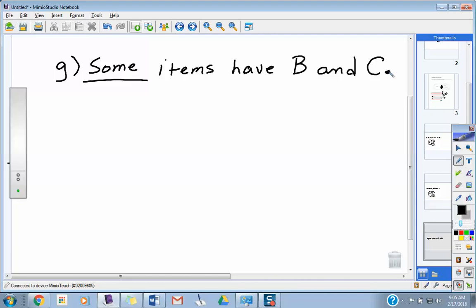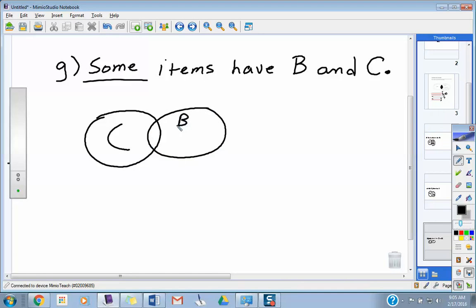We kind of had two ways to do it. Hey, you guys, check it out up here. See if you agree with this last one. It was kind of like the first group's where we switched A and B. Okay, look at that right there, guys. If I read the statement now, some items have B and C. Do you agree? Yes. Show me the section where B and C exist together. It's the overlapping of the two bigger ovals, right?